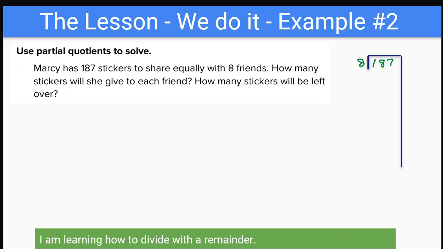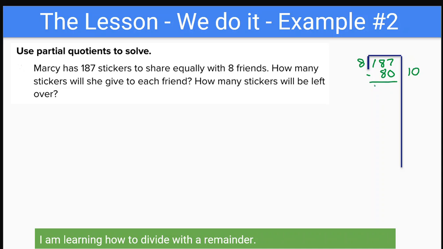We want to know how many 8s will go into 187. I'm sorry, I'm not saying that right. If we took 187 and divided it into 8 groups, how many would each person get? Okay, so anyway, let's do this right here. I know that 10 eighths is 80. So if I take away 10 eighths, that'd be minus 80.